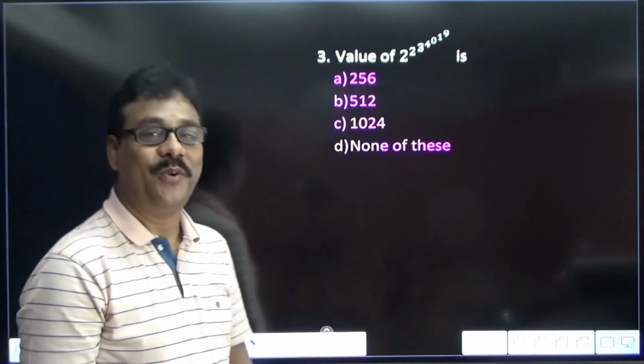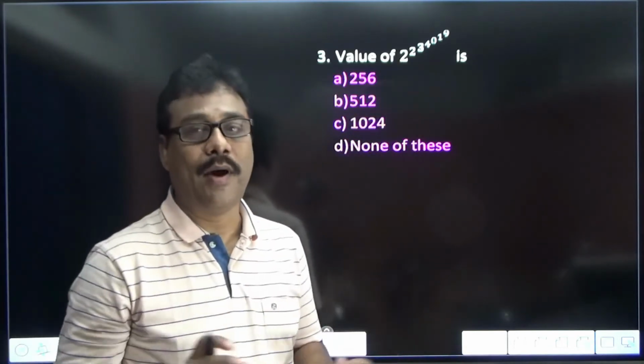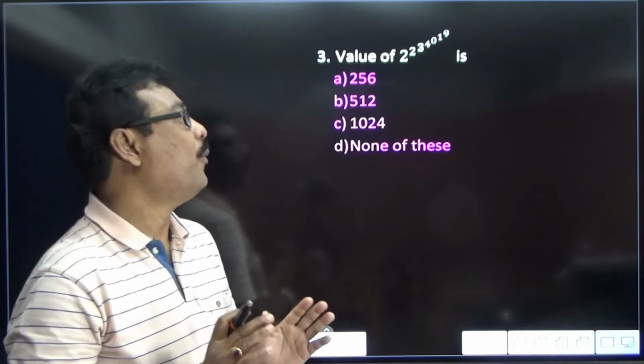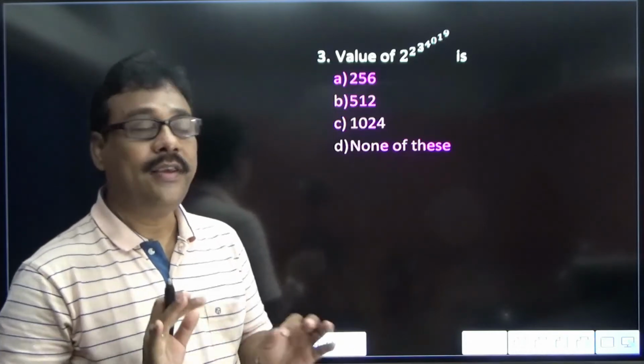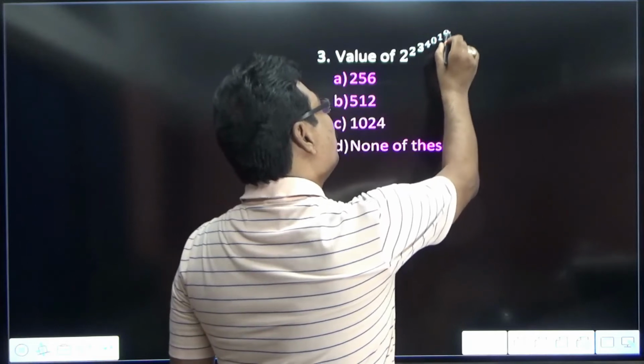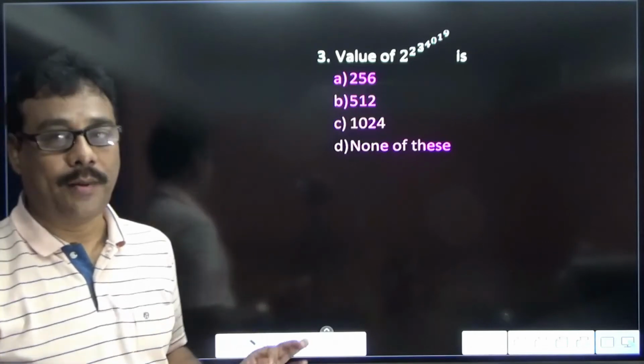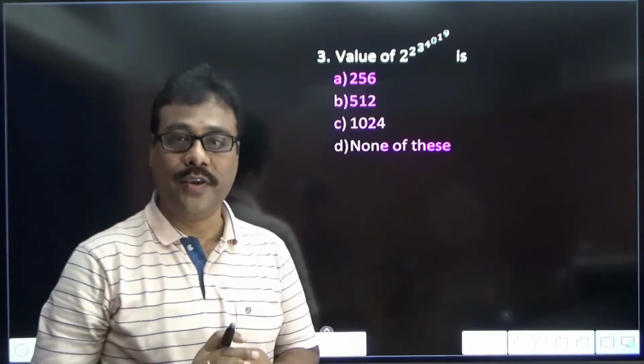Well, this question looks so difficult, so dangerous, but it's a simple one. We'll see how we'll solve this. See, 2 to the power 2 to the power 3 to the power 4 to the power 0 to the power 1 to the power 9. So what we will have to do? We will have to check where 0 is.